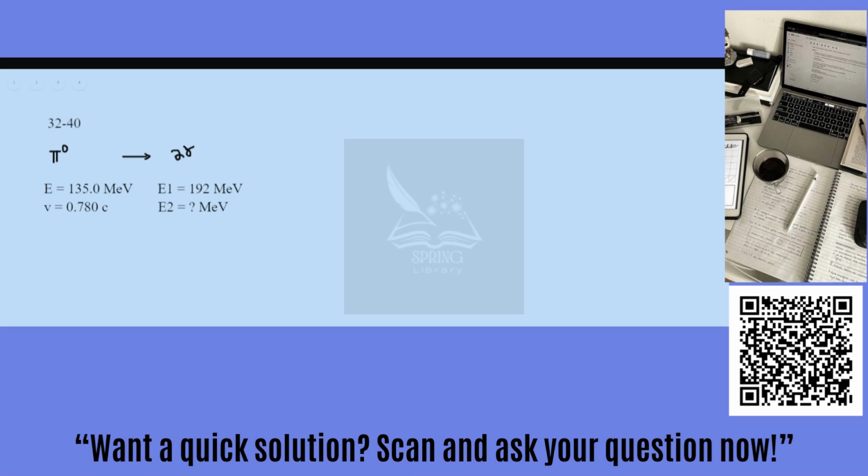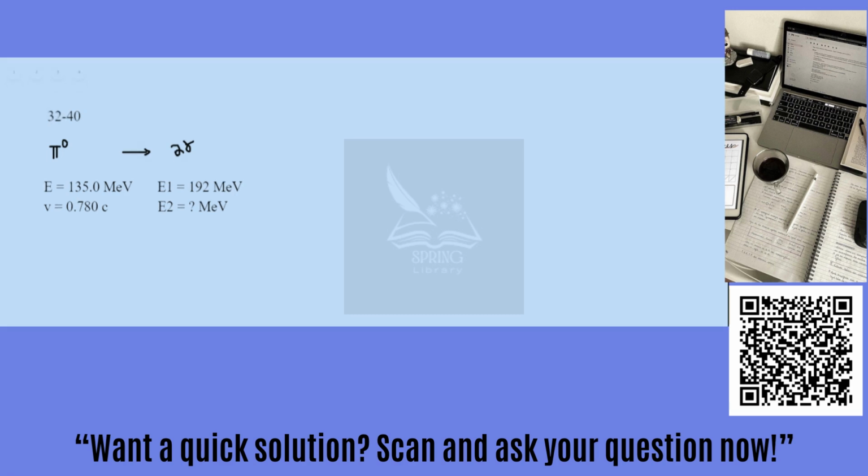Question 40 states that a neutral pion with rest energy of 135 MeV, produced in a high-energy particle experiment, moves at a speed of 0.78 c. After a very short time, it decays into two gamma-ray photons. One of the gamma-ray photons has an energy of 192 MeV. What is the energy of the second gamma-ray photon if we consider relativistic effects?